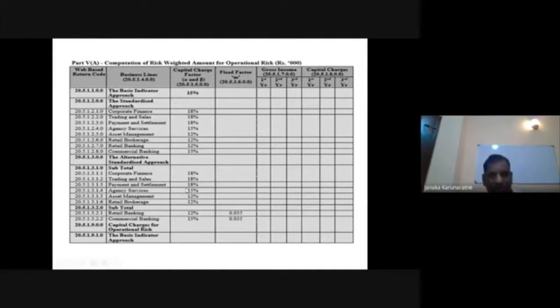Then if you follow the alternative standardized approach, then these are the elements, and in addition to the normal operations, there are the factors. Also, there are fixed factors, and then you can compute the capital charge for the operational risk, depending on the method you follow.